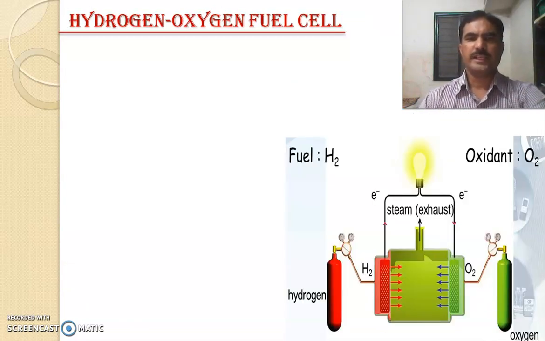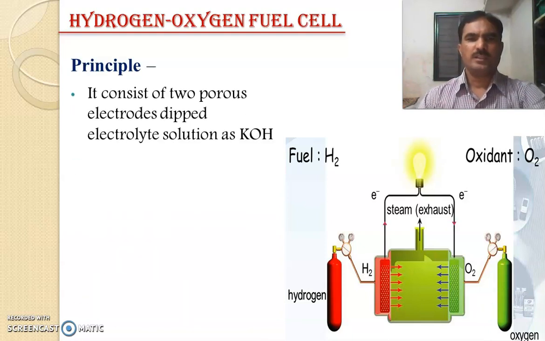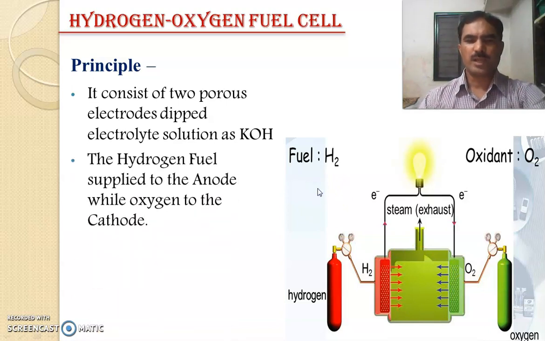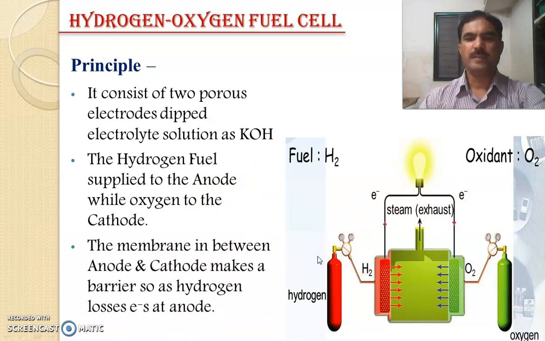Now, see what is the basic principle of hydrogen oxygen fuel cell. The hydrogen oxygen fuel cell consists of 2 porous electrodes dipped in electrolyte solution as KOH, potassium hydroxide. There is a continuous supply of hydrogen through this tank. The hydrogen fuel is supplied to the anode while oxygen to the cathode. And the membrane in between anode and cathode makes a barrier, as hydrogen loses electron at anode.